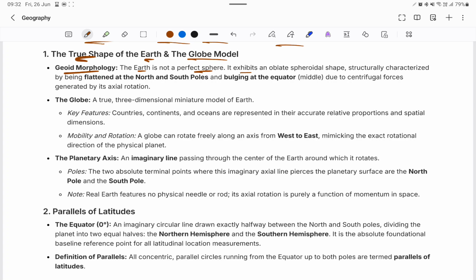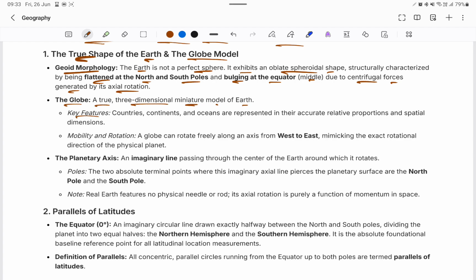It exhibits an oblate spheroidal shape, structurally characterized by being flattened at the north and south poles and bulging at the equator, due to centrifugal forces generated by its axial rotation. So just because of its axial rotation, a centrifugal force works, and because of that it bulges at the equator and flattens at the north and south poles. The globe is a true three-dimensional 3D miniature model of earth.